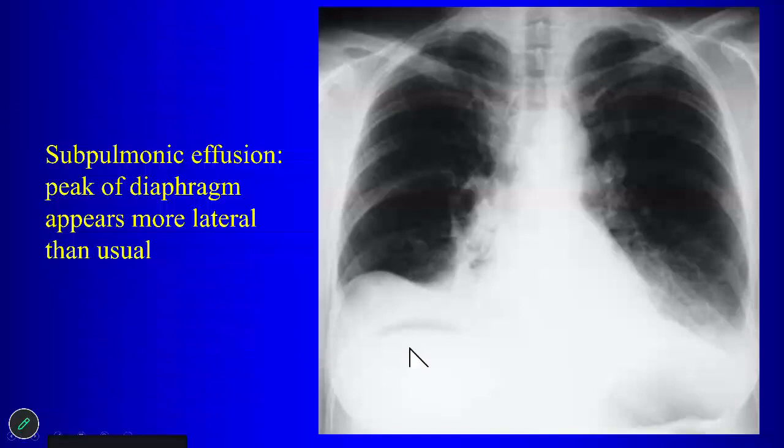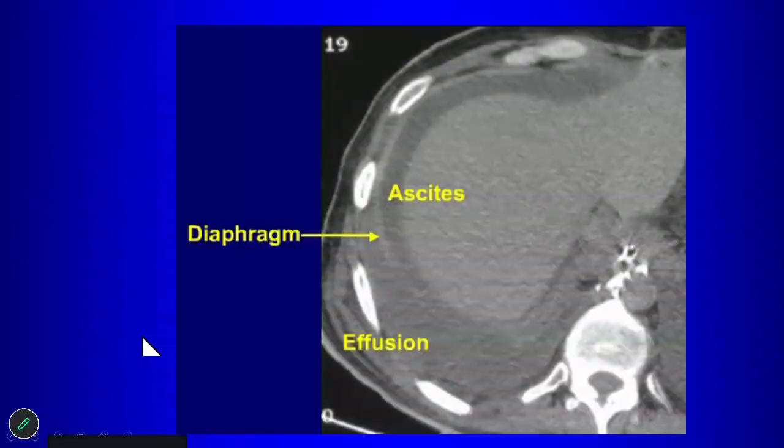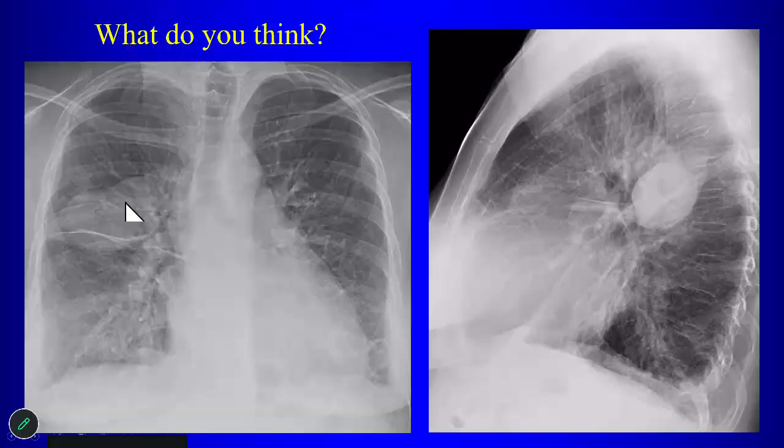Okay. So here's a patient who has pneumoperitoneum to show you where the diaphragm is, and there's also a right effusion, and it shows you how the peak of that diaphragm is displaced laterally if you have a subpulmonic collection of pleural fluid. So we all know what pleural effusion looks like on CT. You get the diaphragm, fluid behind the diaphragm is pleural effusion, fluid anterior to that, adjacent to the liver, is going to be ascites. Okay?